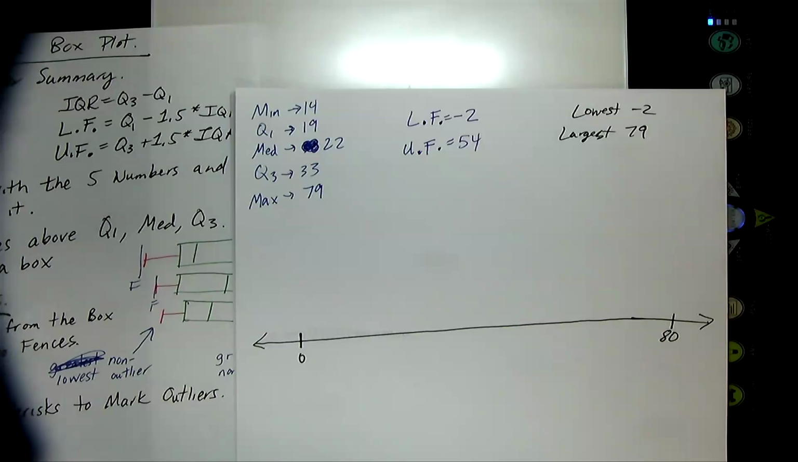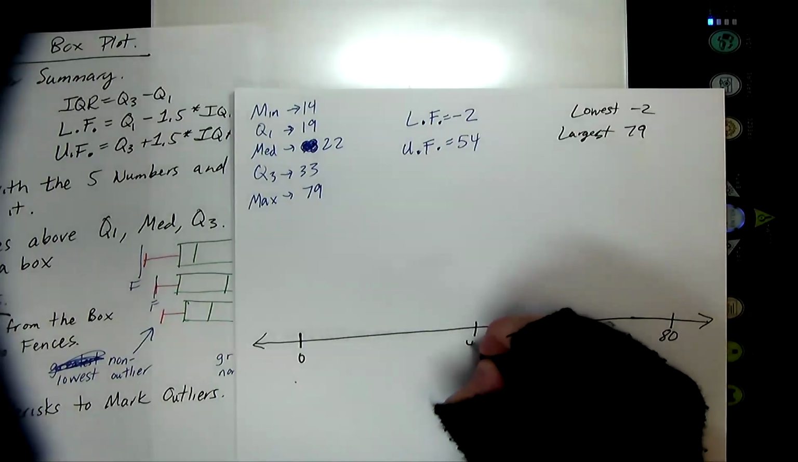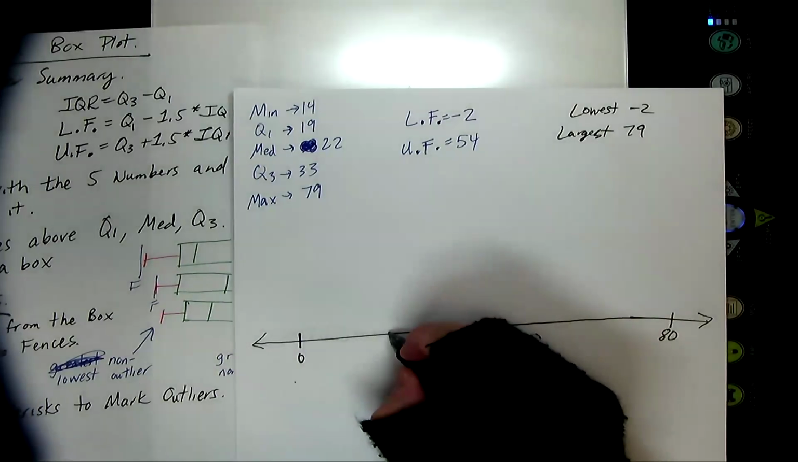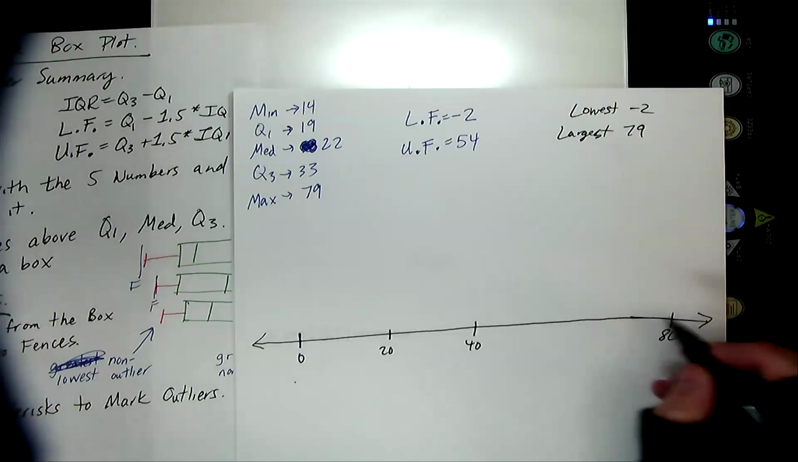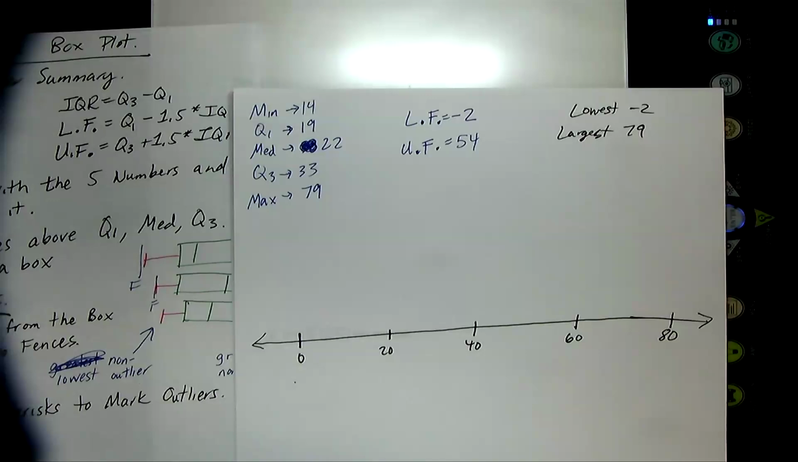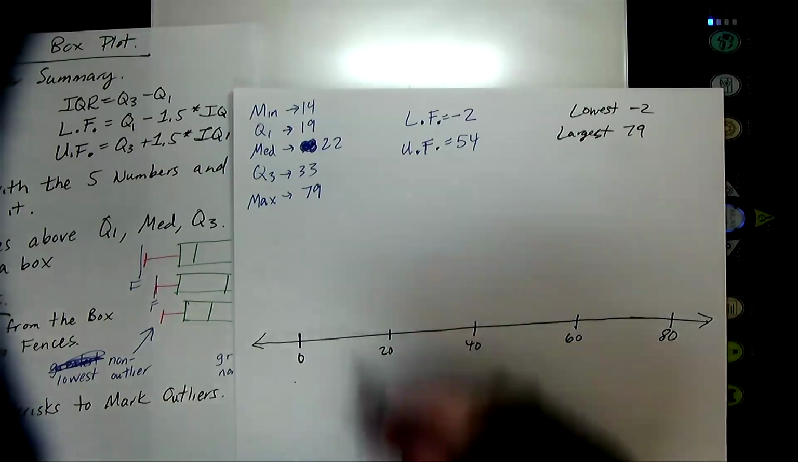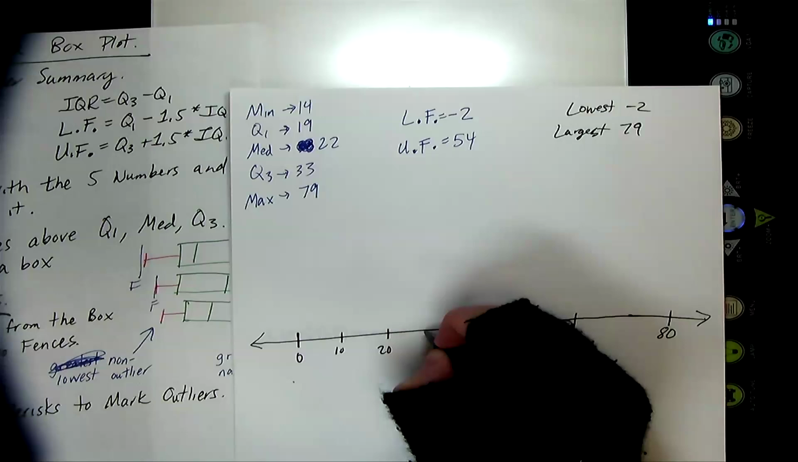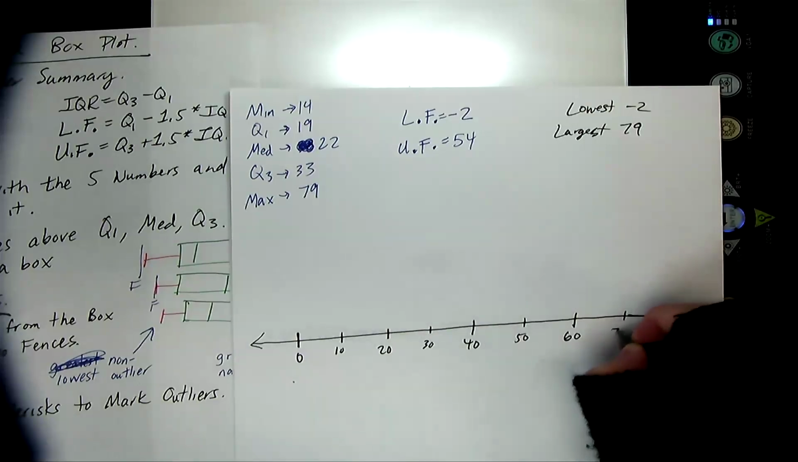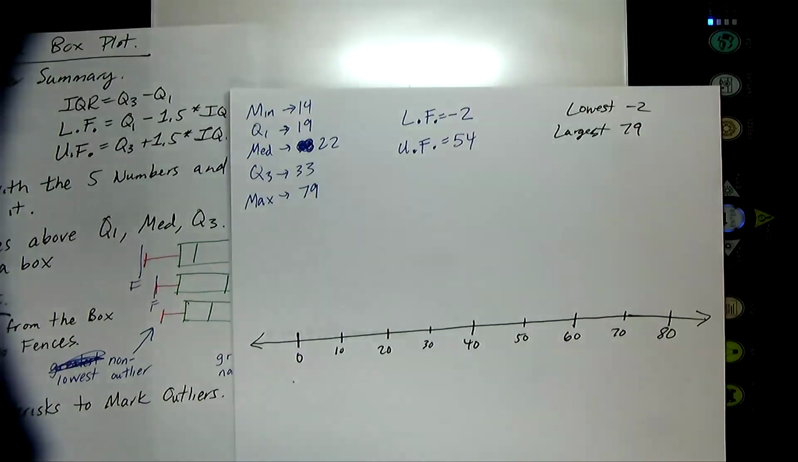If you've got graph paper you're measuring out, that's great. What is halfway between 0 and 80? 40. Halfway between 40 and 0 would be 20. And 60. Maybe I'll put little sub increments in here, this is 10, 30, 50, 70. This is gonna help me draw my box plot.